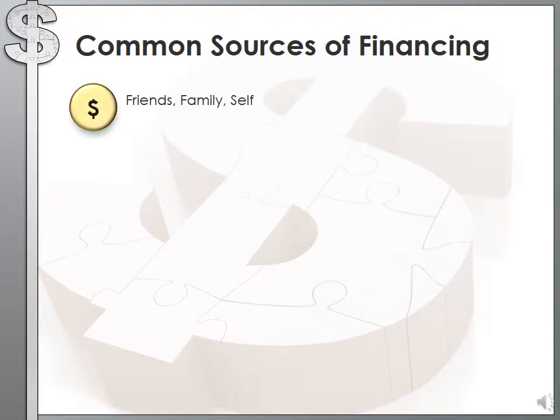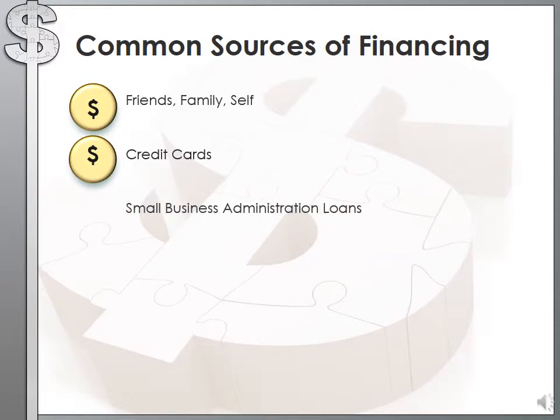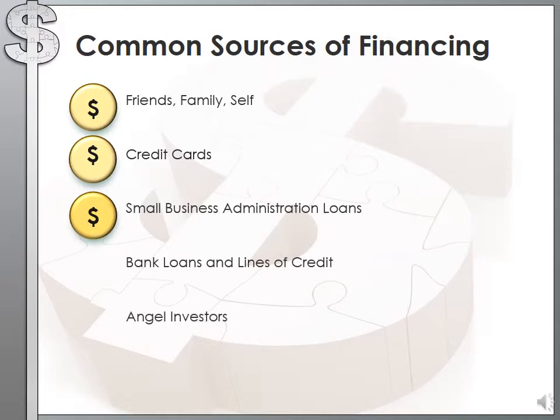Some common forms of equity would include friends, family, or even yourself. Credit cards are also used as sources of financing, but be aware of the interest rates that could accrue with credit card usage. Small Business Administration loans: the SBA will provide loan guidelines to their lending partners in order to reduce the risk of the loan to a small business, because the SBA will ultimately guarantee that loan. We have the traditional bank loans and lines of credit.